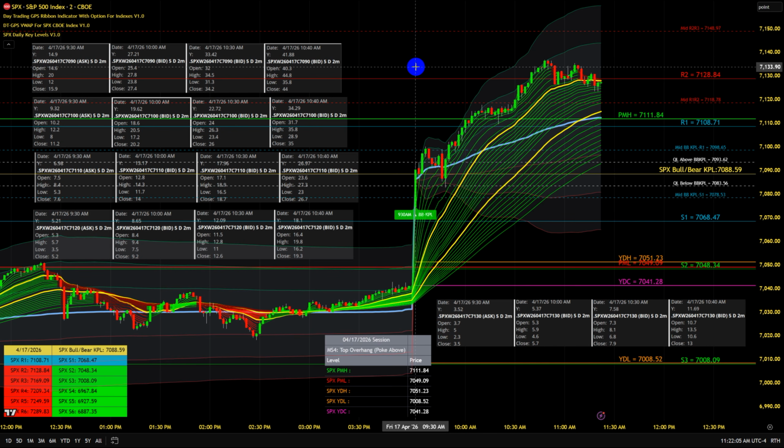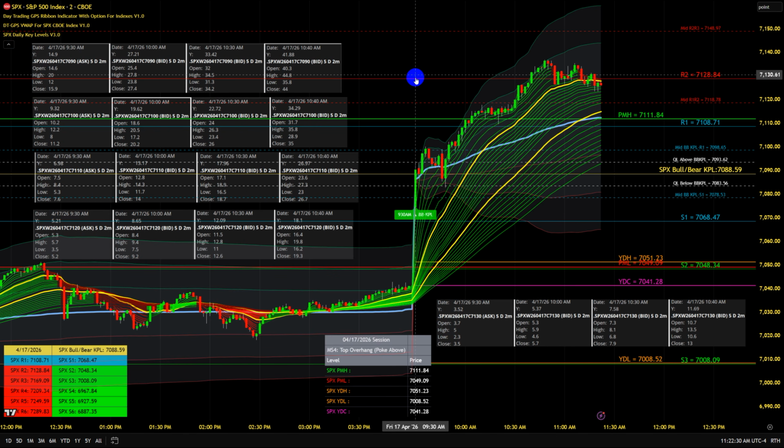So if you prefer a different time frame than 2 minutes, you can certainly use something between 1 and 5 minutes. However, we have found the 2-minute to be the most consistent performer. That's why you'll see that in all of our SPX videos as far as utilizing this indicator for our daily key levels trading strategy.